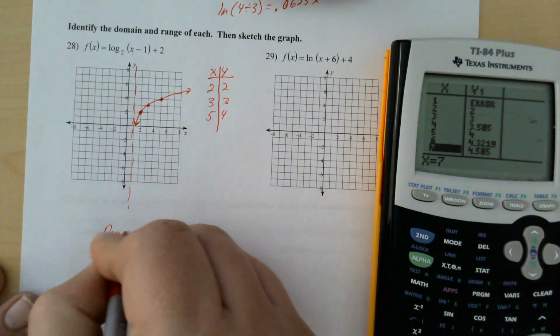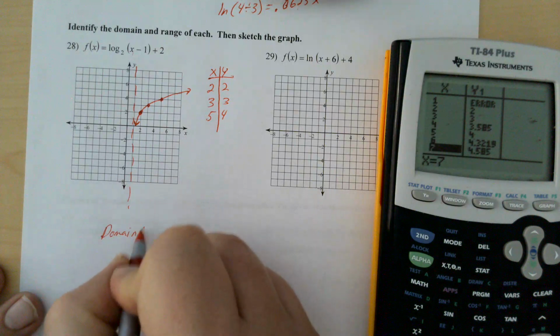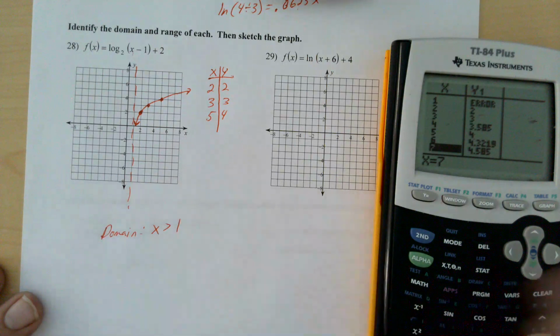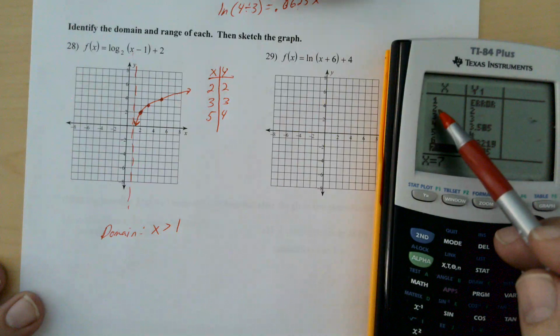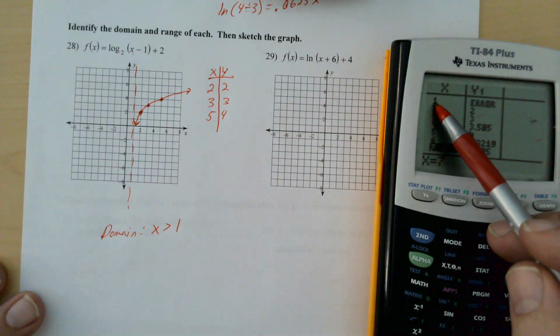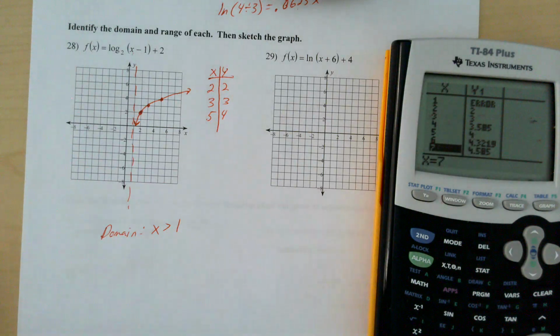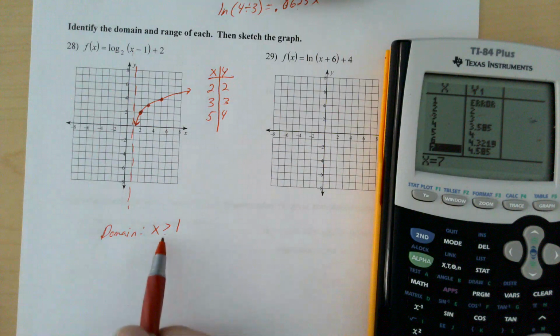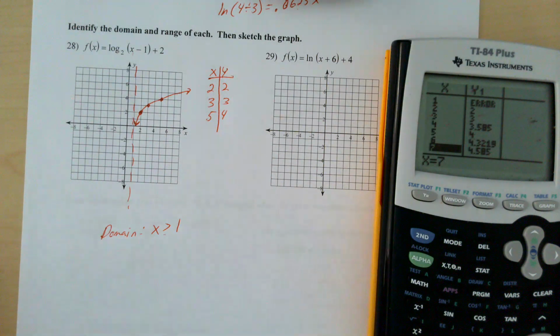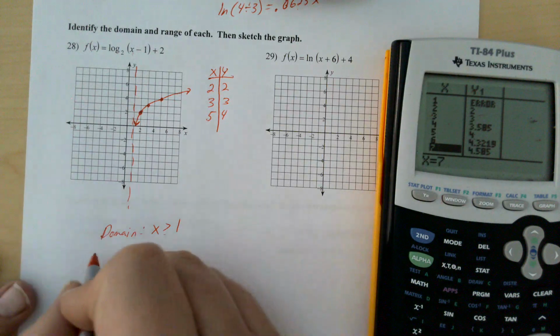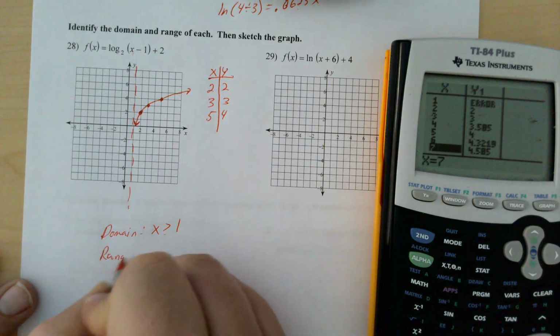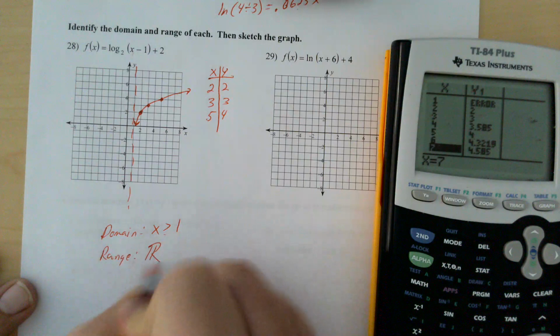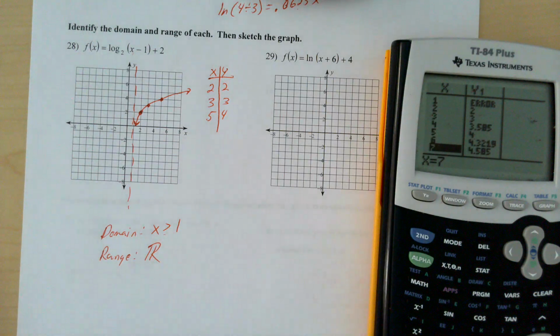And then you need to be able to state the domain, which you can clearly see my x values have to be larger than 1. Okay, it could be 0.01, but it has to be larger than 1 when you plug in. So don't have a little equal to. It can't be equal to 1. It could be slightly larger than 1. But then your range for all logarithmic functions is going to be all reals.